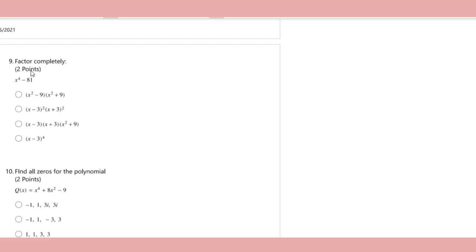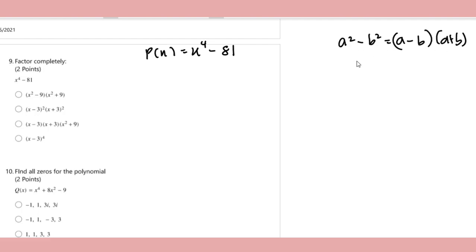Number 9, factor completely. Okay, let's say P(x) is equal to x to the power 4 minus 81. So this one uses the concept a squared minus b squared is equal to (a minus b)(a plus b). Now a is equal to x squared, and b squared is equal to 81, so b is equal to 9.